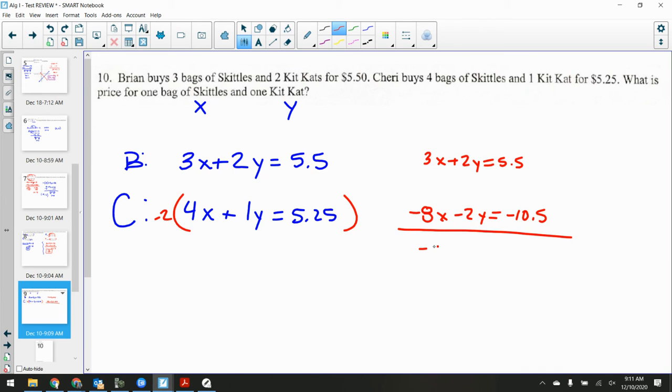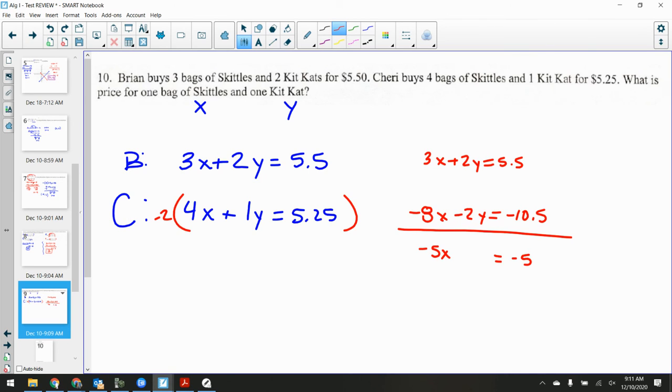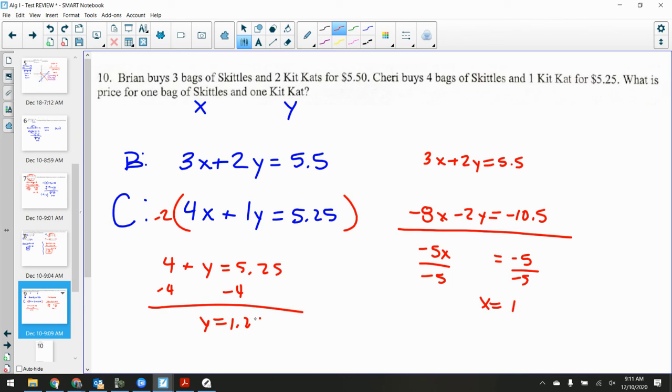Okay, add down. This gives me a negative 5x is equal to, and then it's negative 10.5 plus 5.5. So negative 5. Which makes sense because when I divide by negative 5, x is 1. Plug that back in. Let's go back into the original bottom. 4x plus, we know x. 4 times 1, or just 4, plus y is equal to 5.25. We subtract over the 4. Y is 1.25.